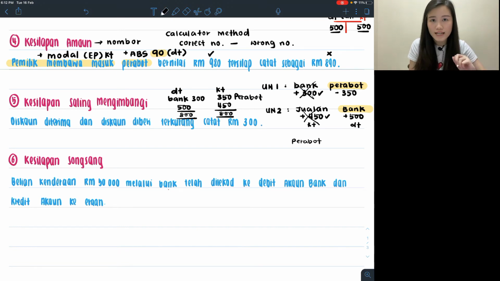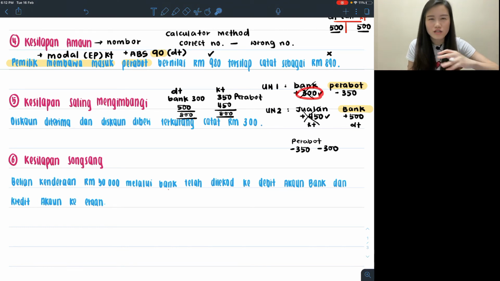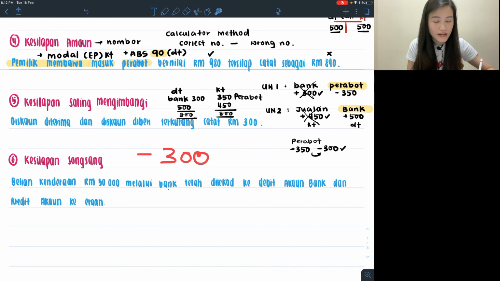Perabot in urus niaga number 1 is supposed to be like this. From negative 350, I want to change it back to negative 300 because I sold actually 300 of it, okay? So to change it back, you see, I will press my calculator from the correct number to the wrong number. So you all follow what I write on the screen right now to use on your calculator. Correct number is 300. I want to achieve this.